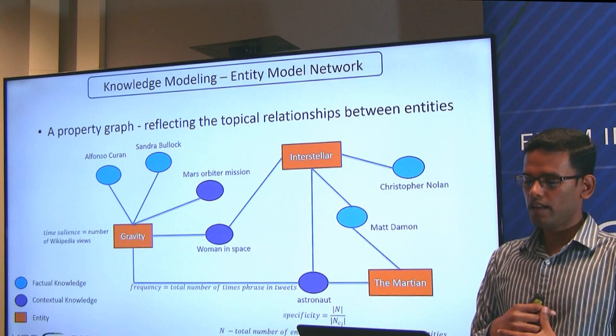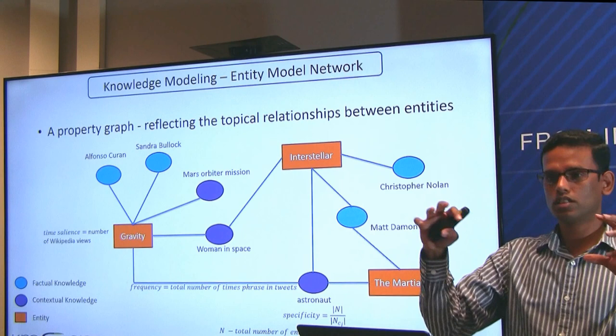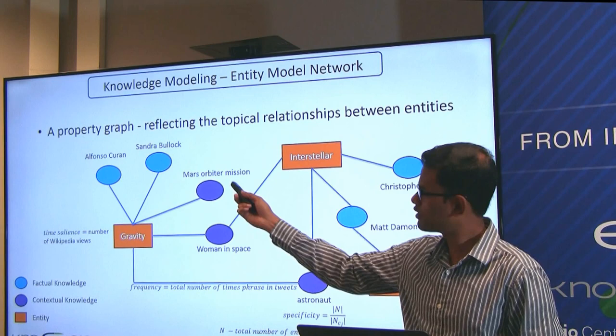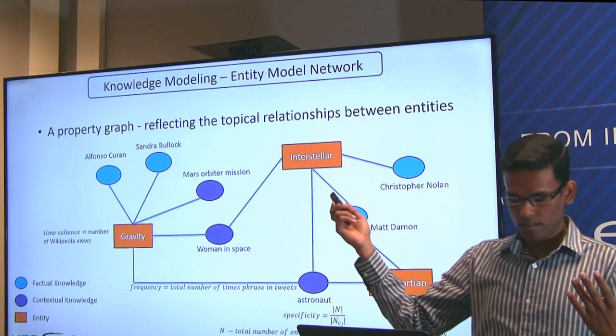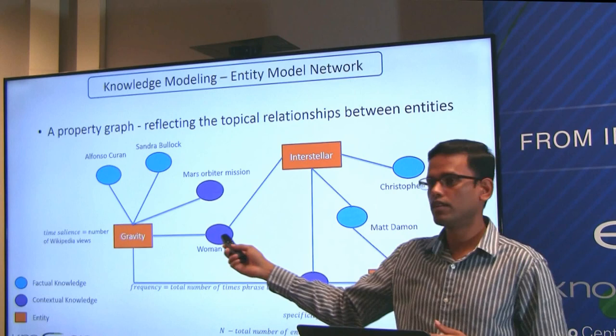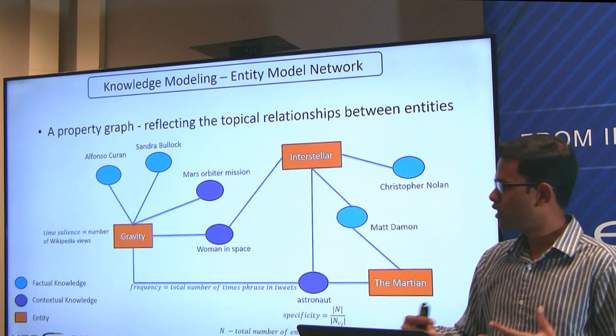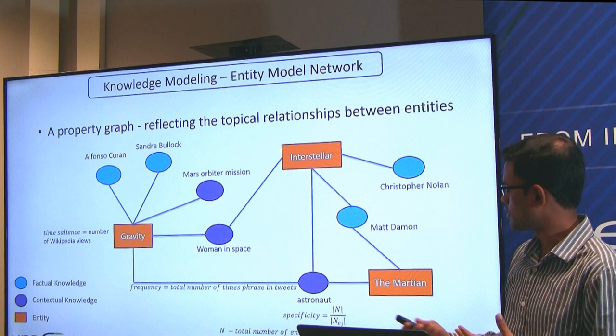And then we modeled these entities in a way that reflects the topical relationship between the entities. So the movie Gravity has the ones in blue, they are coming from the Imperium, and the ones in purple, they are coming from Twitter. And so Sandra Bullock and the director, we can get from Gravity, and these are the other topics that are being associated with Gravity in daily communication. So these are coming from Twitter. And you will see whenever you are building the entity models, there are some topics that are shared among multiple entities, like Matt Damon shared among Interstellar and The Martian.